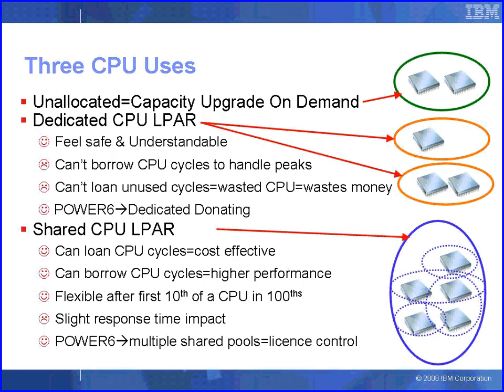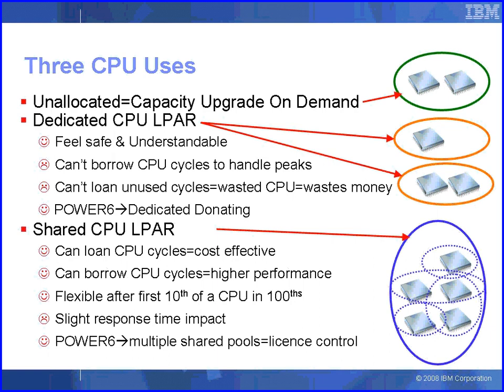The second use for our CPUs is for dedicated CPU logical partitions. Here we take the CPUs and allocate them to particular logical partitions, and therefore the sole use of that logical partition. This feels safe and understandable. We've taken a large machine and broken it up into a number of smaller ones inside. There are a couple of things that we need to be aware of though.